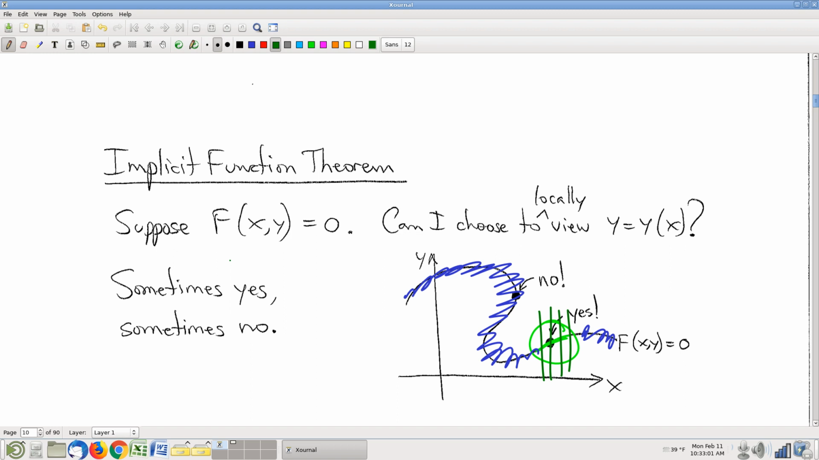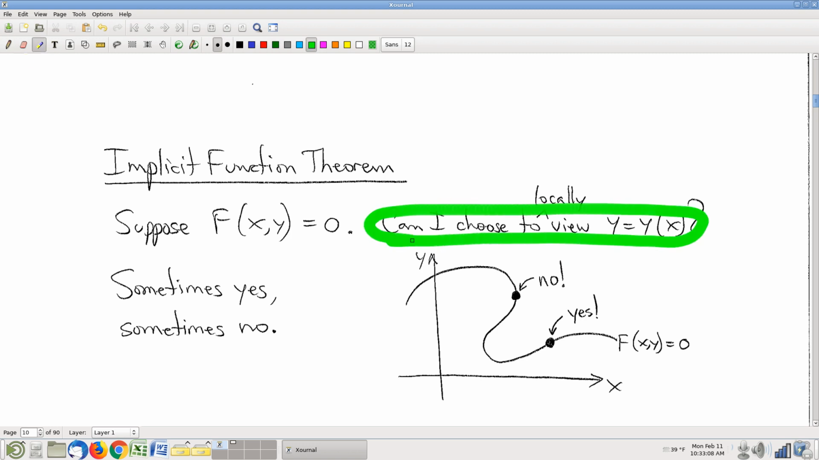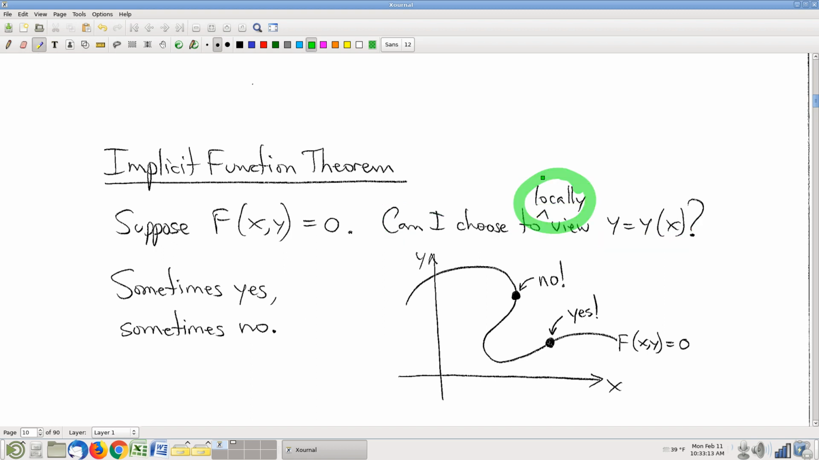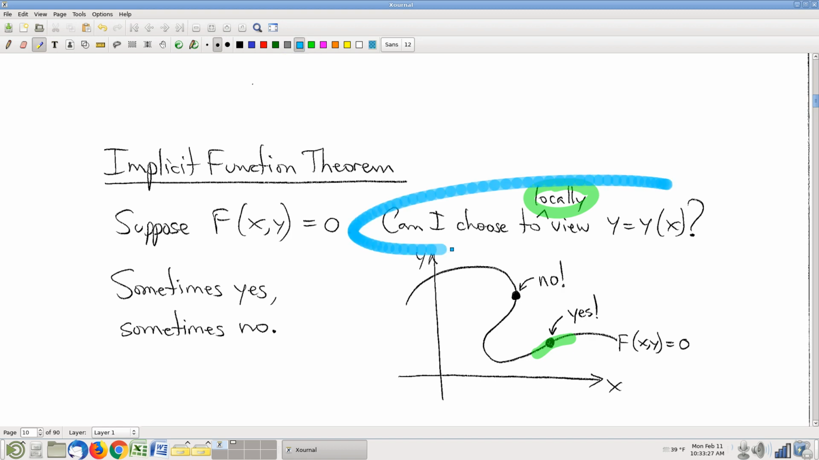How can I tell the difference? Right? How can I tell under what circumstances? Here's the big question. Under what circumstances can I view y as a function of x? Now, note I've deliberately put in this little thing here. I don't care about viewing it globally, over the entire curve, as a function of x. I just want to talk about locally, just near the point in question. Can I locally view y as a function of x, given the equation for the curve and given a particular point?